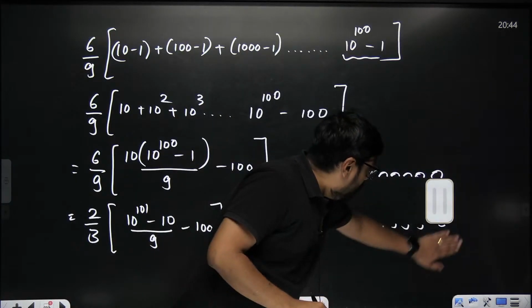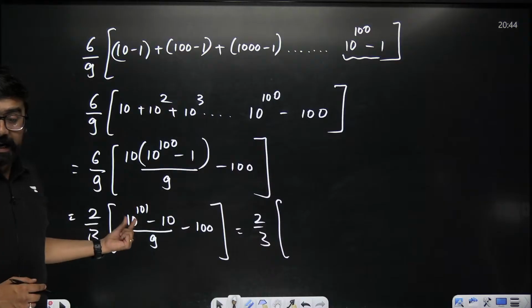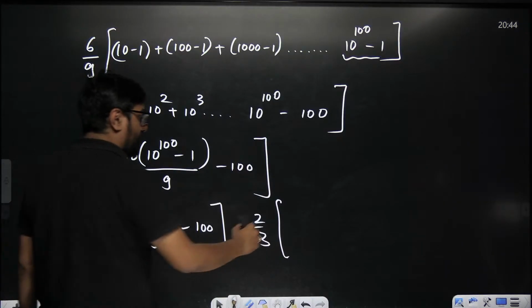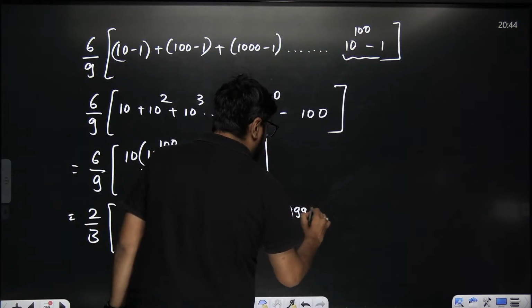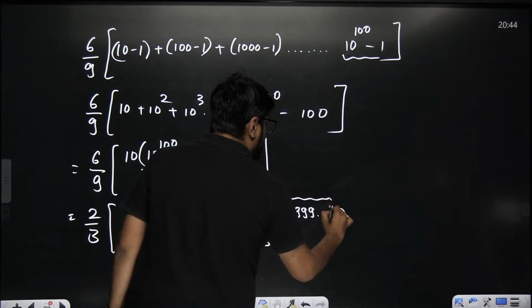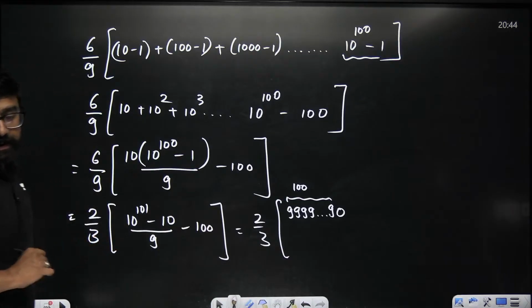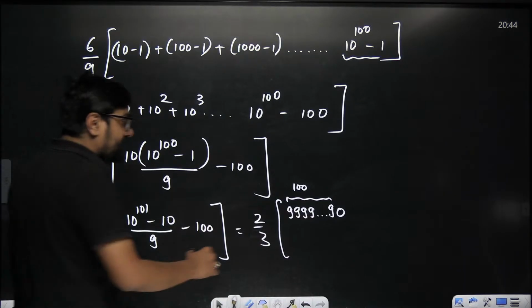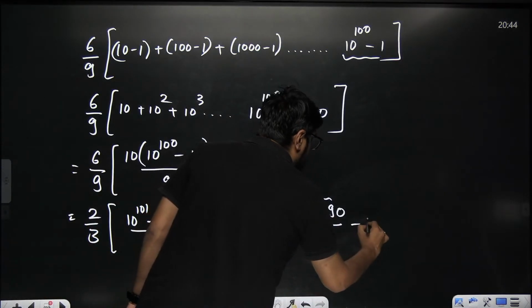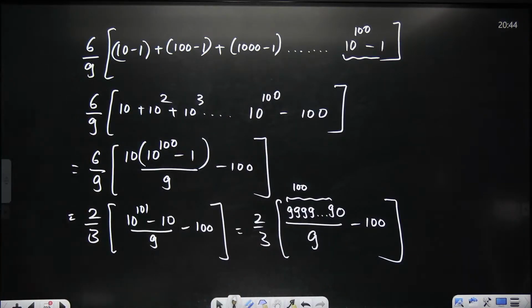Right? So how many 9s are going to be there? Think about it. 100 9s will be there and last digit will be 0. So this will be 9, 9, 9, 9. Till here we'll have 100 9s, and the last digit will be 0. And this is divided by 9 and minus 100 is there.